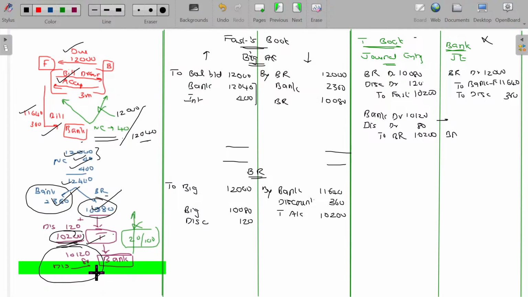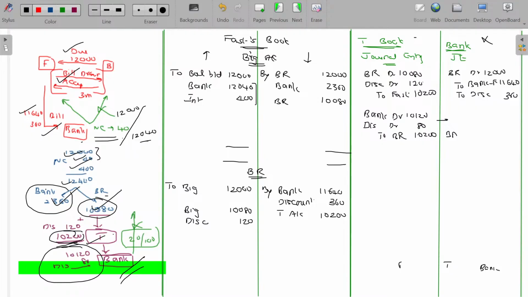On maturity date, what happened now? This bill also got dishonored. Immediately T says, sir, your bill has not matured properly, so you have to pay. So now what happens? The bill is in the hands of the banker. It is discounted by T.